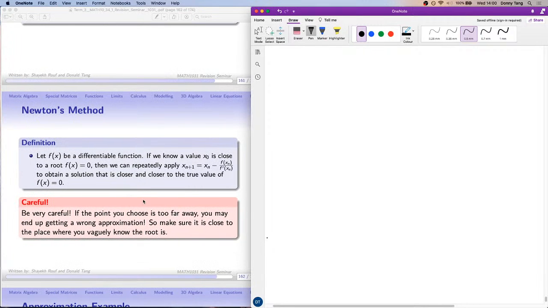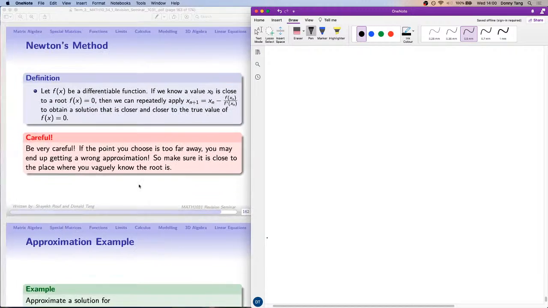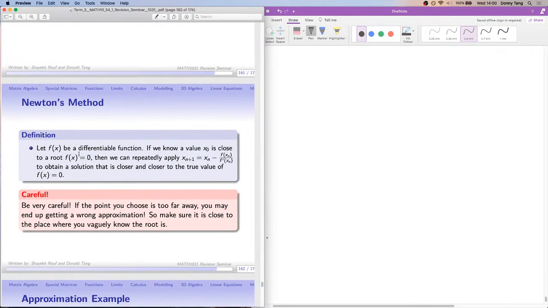Newton's method. Okay, this combines them both. Basically, for Newton's method, let f(x) be a differentiable function. If you know a value x0 is close to a root, we can repeatedly apply this formula to obtain a solution that is closer and closer to the true value of f(x) equals 0. I really want to go over the theory behind this, but be very careful. If the point you choose is too far away, you might end up getting a wrong approximation. So make sure it's close to the root.